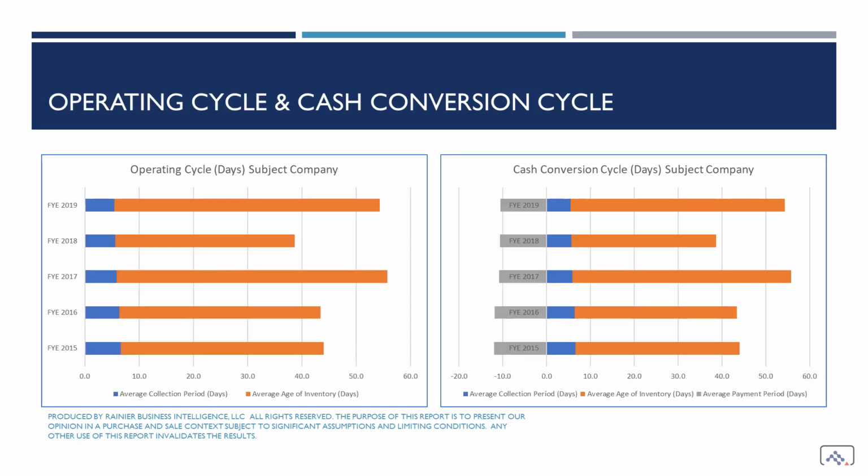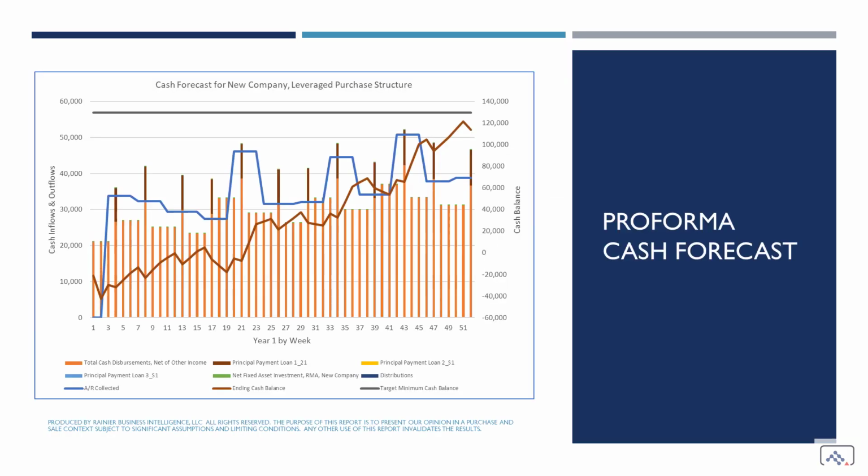The operating cycle is the time from the beginning of the production process to the collection of cash from the sale of the finished product. This is calculated by adding the average age of inventory and the average collection period. We then subtract the average payment period from the operating cycle to get the cash conversion cycle. This information will be helpful when we develop the forecast balance sheet and the cash forecast for the new company.